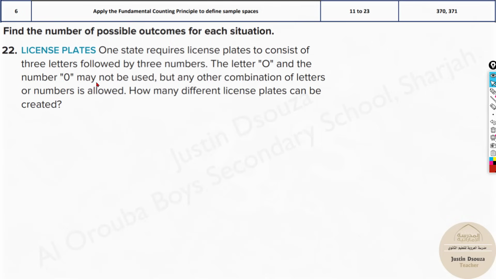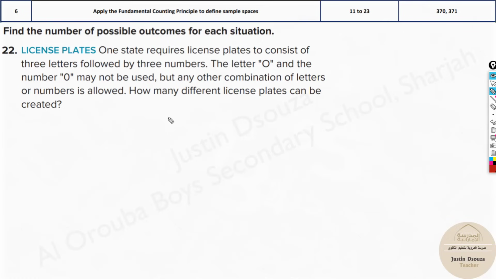Here we have another problem about license plates. One state requires license plates to consist of 3 letters followed by 3 numbers. The letter O and the number 0 may not be used, but any other combination of letters or numbers is allowed. How many different license plates can be created? Okay. Now, how many letters are there? They want 3 letters and 3 numbers.